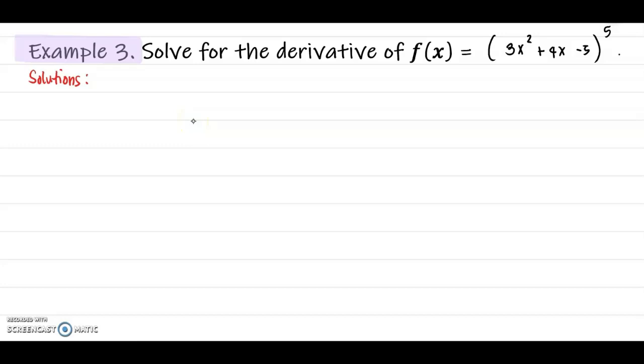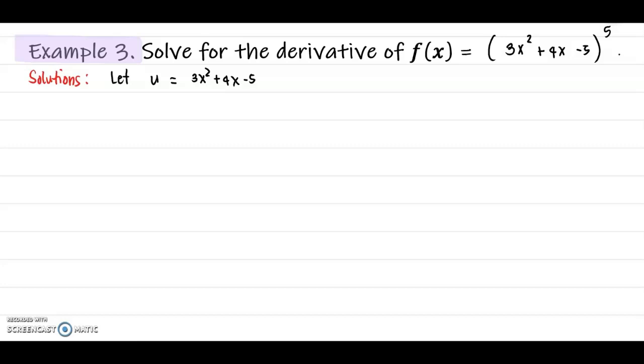Now let's have example 3. Solve for the derivative of f of x equals the quantity 3x squared plus 4x minus 5 raised to 5. Alright, so step 1, of course, you have to first determine the inner function. In this example, we have 3x squared plus 4x minus 5. So let u be equal to 3x squared plus 4x minus 5.